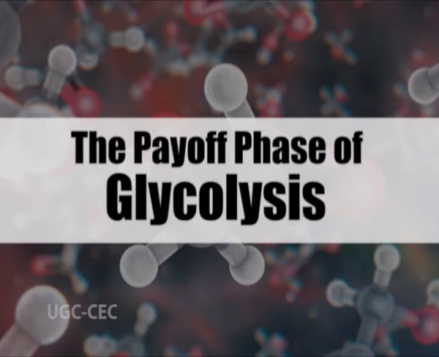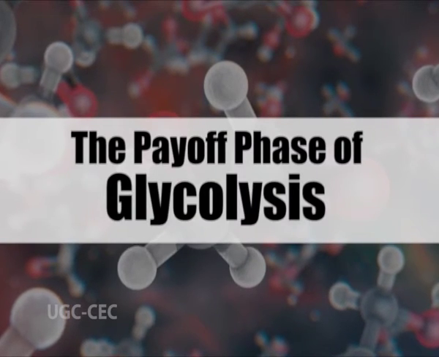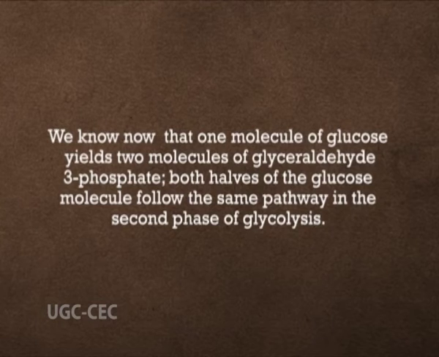Now let's look at the payoff phase of glycolysis. The payoff phase of glycolysis includes the energy-conserving phosphorylation steps in which some of the free energy of the glucose molecule is conserved in the form of ATP. We know now that one molecule of glucose yields two molecules of glyceraldehyde 3-phosphate. Both halves of the glucose molecule follow the same pathway in the second phase of glycolysis.